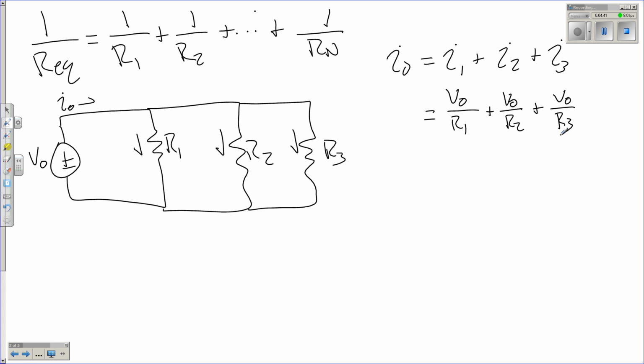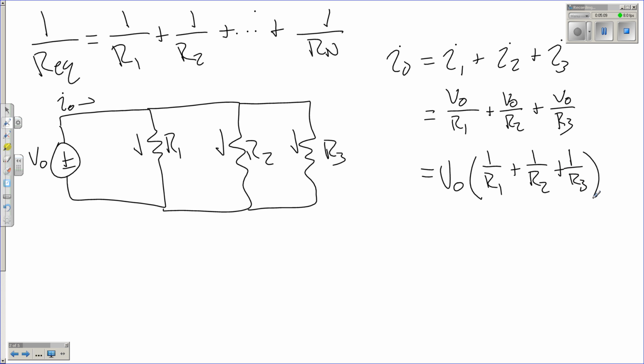And we can check this too using Kirchhoff's voltage law, because we know that the voltage across each of those closed paths has to be equal to V0, since there aren't any other elements in this circuit. And again, using algebra, factor out V0, and we get 1 over R1 plus 1 over R2 plus 1 over R3.